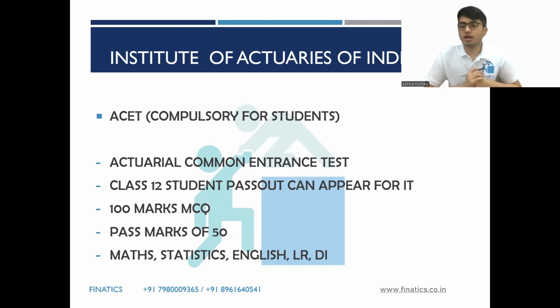The current structure is a 100 marks examination. It is completely MCQ. It has no negative marking. And the pass mark as of date is 50. Before COVID, it was offline. Now it's online. Going forward, whether it will be online or offline depends, so I'm not discussing that in this video because that might change at different points of time. You can refer to the website or our social handles to stay updated about the current examination guidelines. It tests you on maths, statistics, English, logical reasoning, and data interpretation, with the bulk of the focus being on maths and statistics. Once you clear ACET, you can start appearing for the main actuarial examinations.